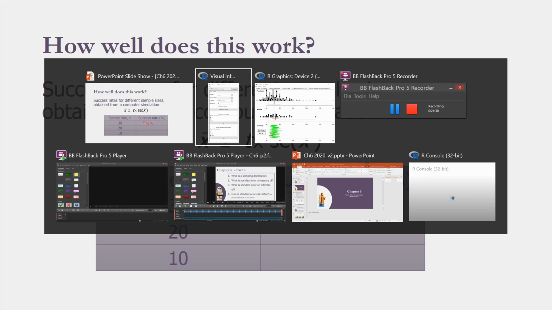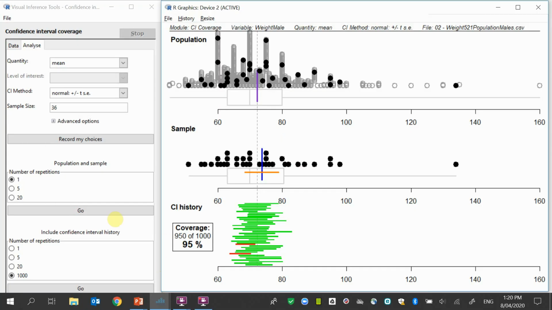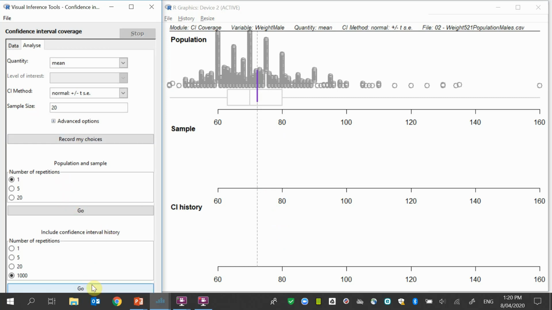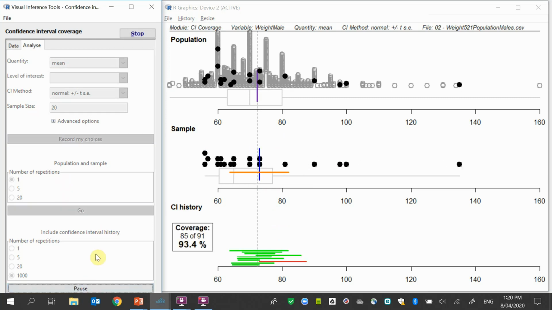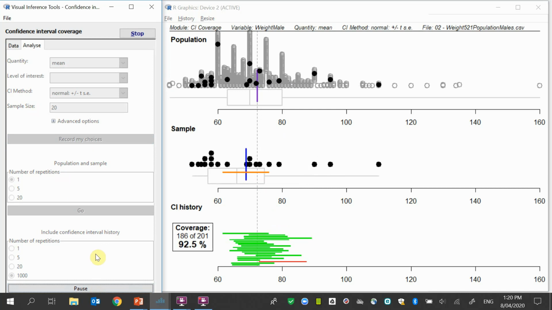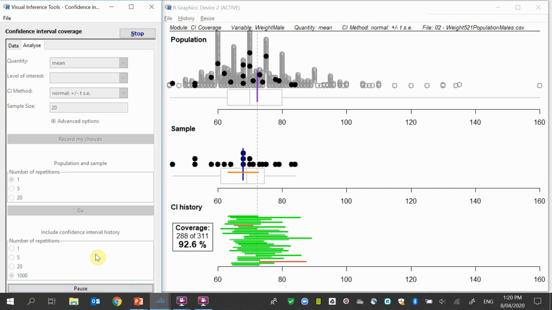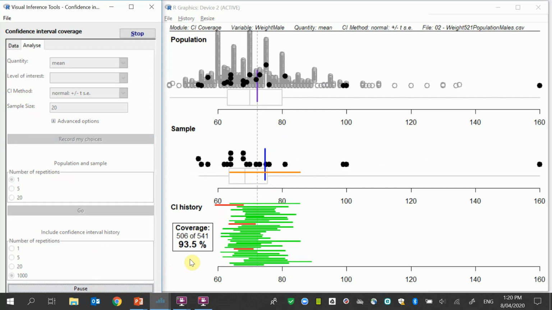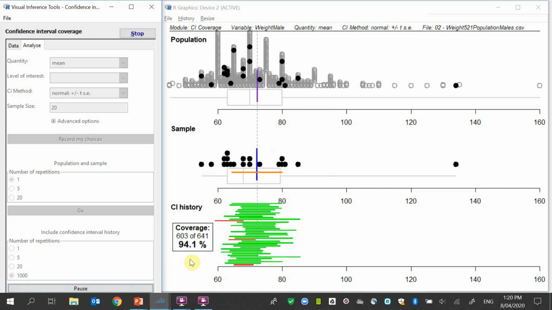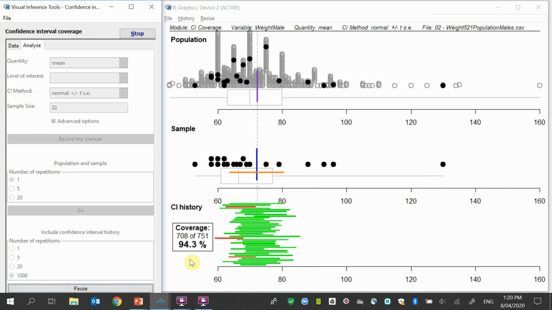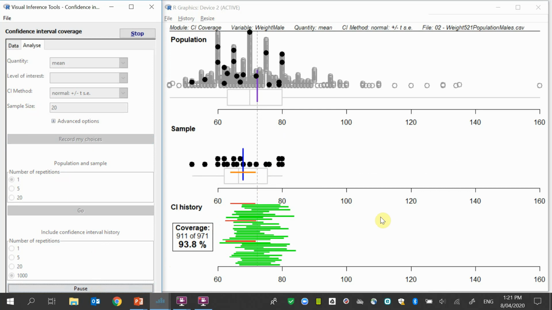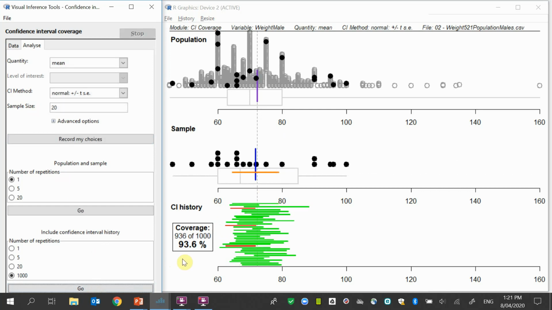How's that? Okay, let's see what happens now if we go to samples of size 20. So this is where the issues started. Our intervals got wider, yes, but they didn't get wider enough. So we need an interval that is wide enough that it's going to capture that parameter. So here's our coverage again. It's running really slow. Here we go, 93.6%.